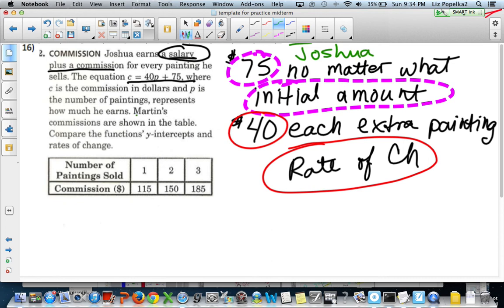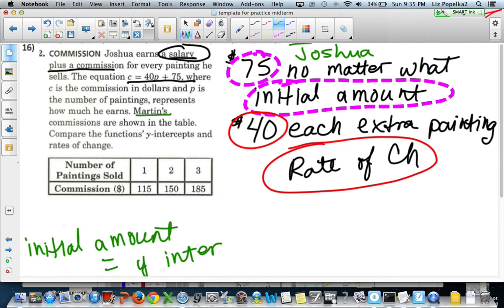Then it says that Martin's commissions are shown in the table, and it tells us to compare the functions' Y-intercepts and rates of change. Okay, so hopefully we remember initial amount is another word for, hopefully you guys at home are remembering this, Y-intercept. So we know what Joshua's Y-intercept is because we know what his initial amount is.